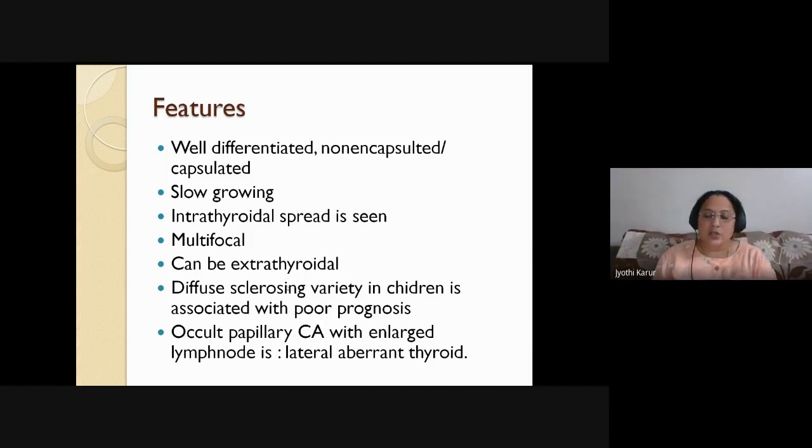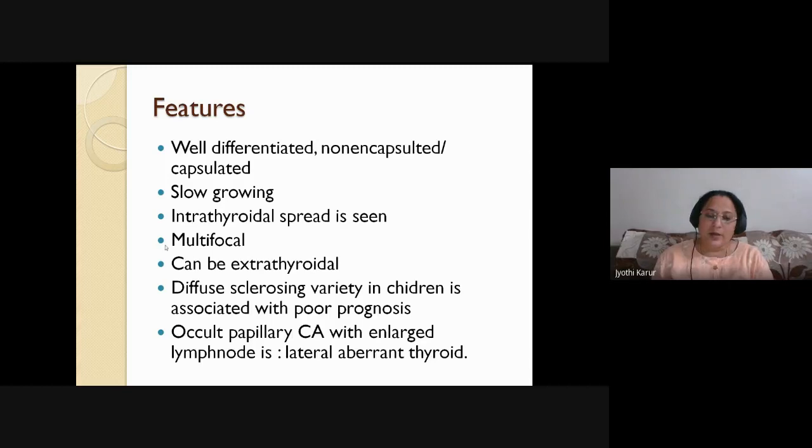There are certain histological variants of papillary carcinoma. There is one variety called diffuse sclerosing variety, which is seen in children. Usually these carcinomas are seen around 20 to 30 years of age. But if they are seen in the pediatric population, and if we find this variety, that is diffuse sclerosing variety, it is associated with poor prognosis. Whereas papillary carcinomas as such carry very good prognosis. They are even called excellent prognosis.